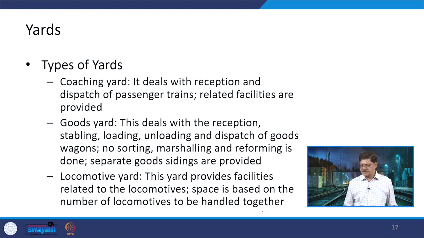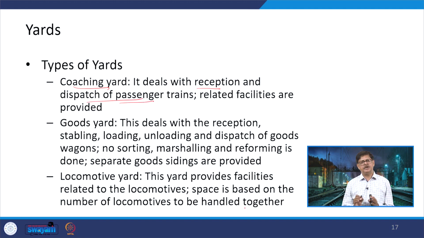Now, let us start discussing the yards. There can be different types of yards. The first one is a coaching yard. As the name suggests, it deals with the reception and dispatch of the passenger trains, and accordingly the related facilities are going to be provided in this yard.